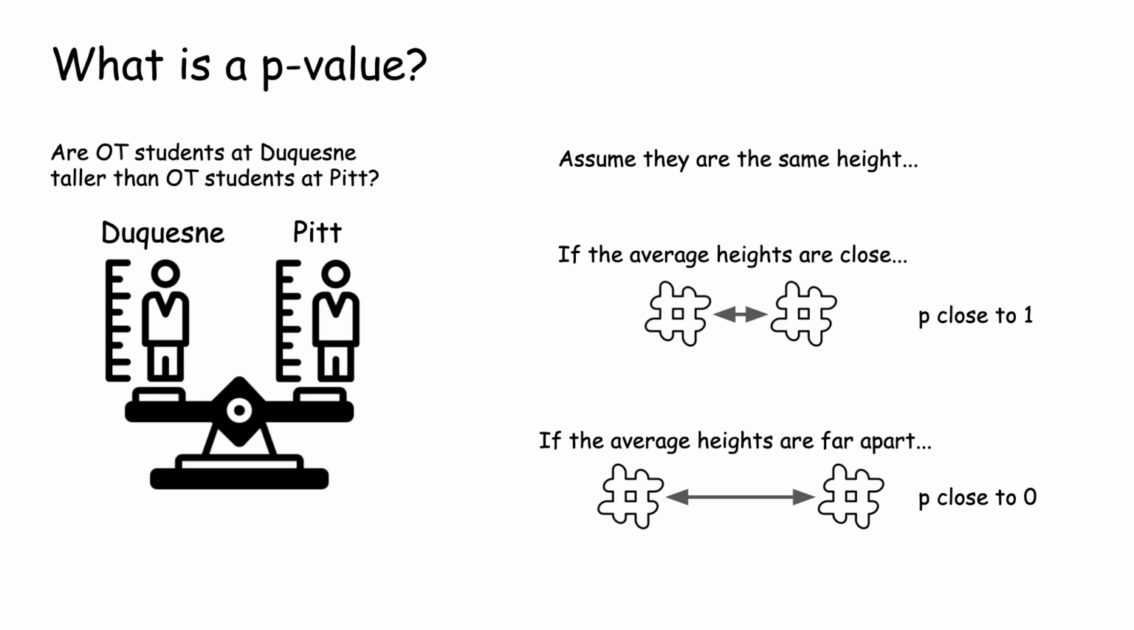If we assume that there is really no difference in the average height of OT students who go to Duquesne and Pitt, we can calculate how likely we are to get the average values we obtained from our two samples. Assuming there is no difference in heights between schools, getting two values that are close together is very likely. In fact, the closer the values are, the larger the p-value gets.